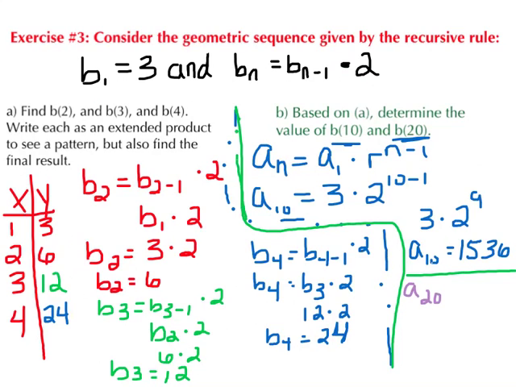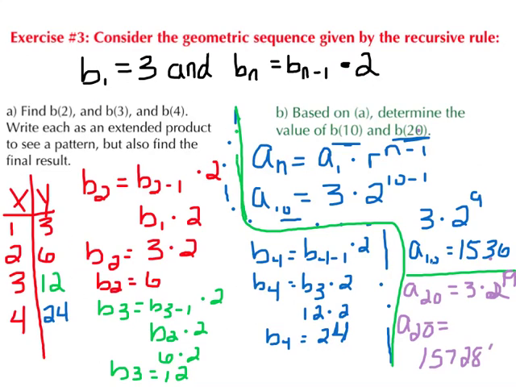A sub 20 equals 3 times 2 raised to the 20 minus 1, which gives me 19. So let's do that in our calculator. So a sub 20 equals 3 times 2 to the 19th power. How do we get 19th? We did 20 minus the 1. So a sub 20 equals, and this is a really big number, 1,572,864. That is a sub 20.